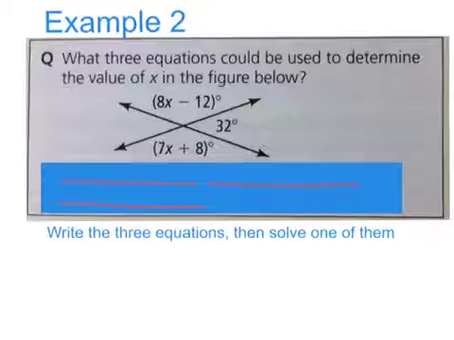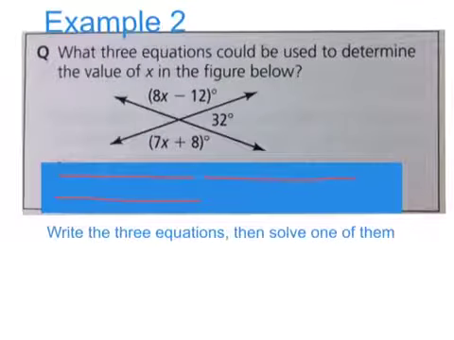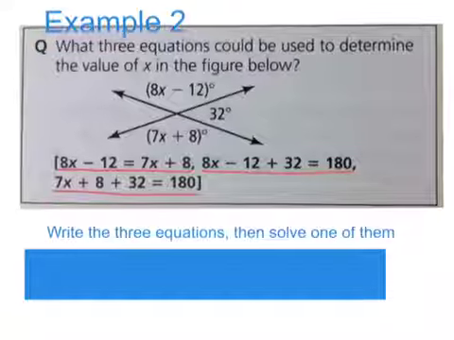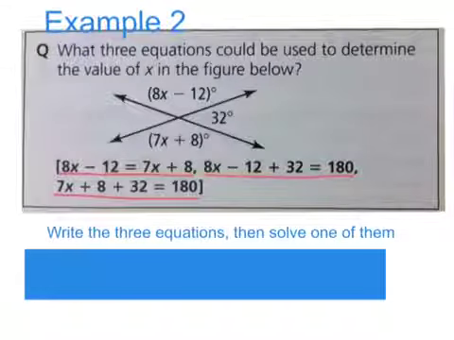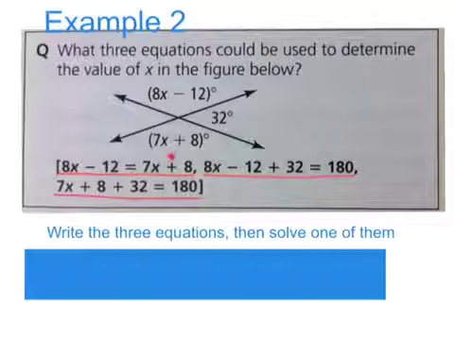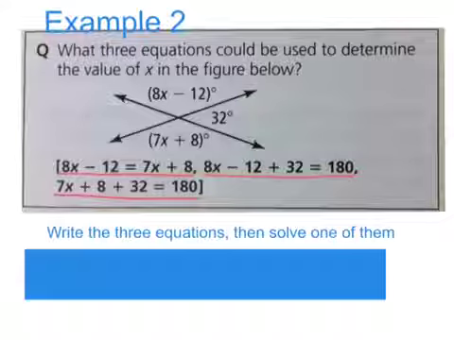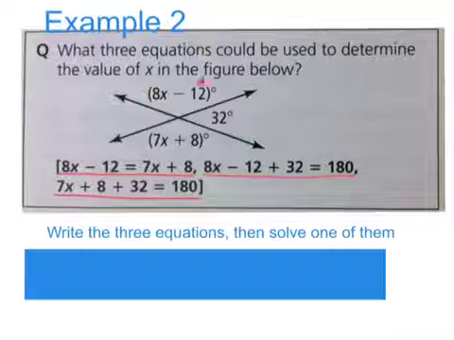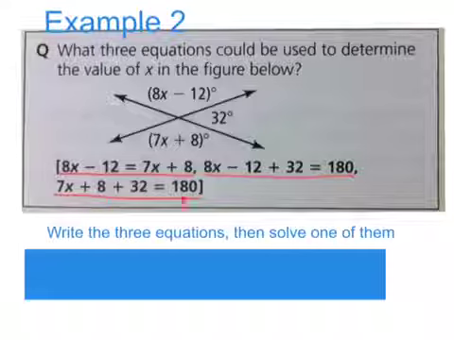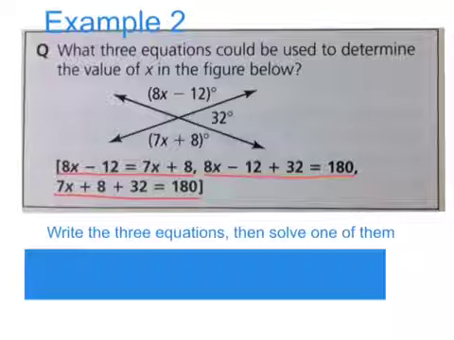So the three different equations that we can come up with: equations based on the vertical angles, 8x minus 12 is equal to 7x plus 8. Or we can come up with equations based on the linear pairs: 8x minus 12 plus 32 is equal to 180. And then this linear pair down here, 7x plus 32 is equal to 180 degrees. So notice there are three different methods in this case on how to solve for x.